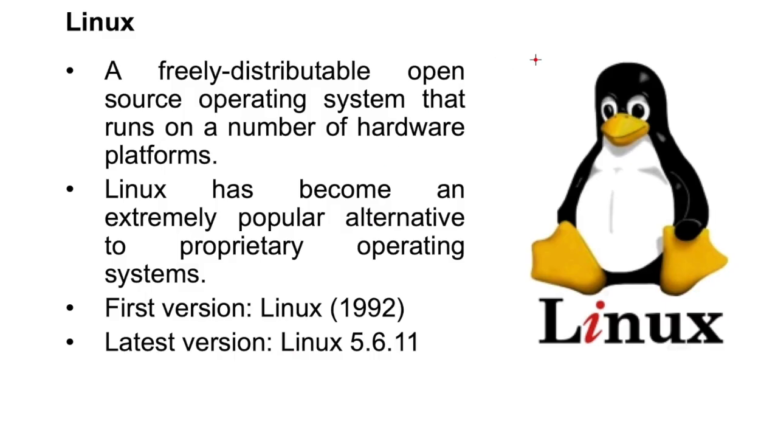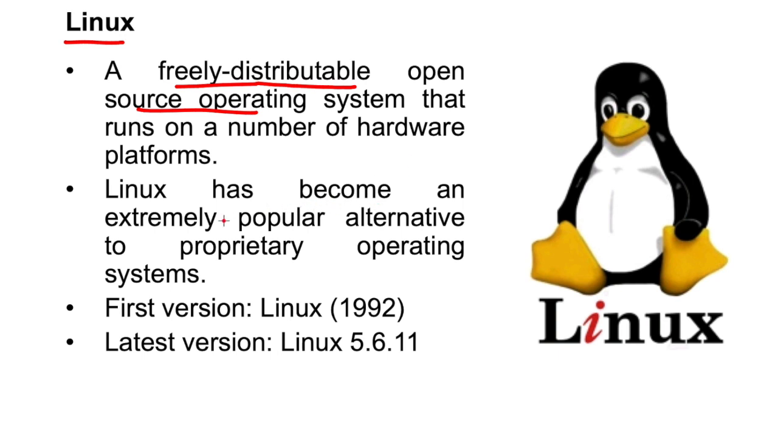Linux, a freely distributable open source operating system that runs on a number of hardware platforms, because Windows is distributed by Microsoft, and the Mac operating systems come built in with Apple computers. So these are not free, whereas Linux is a freely distributable open source system. So it is freely available. Its files are freely available for every person to change or adapt to their needs.